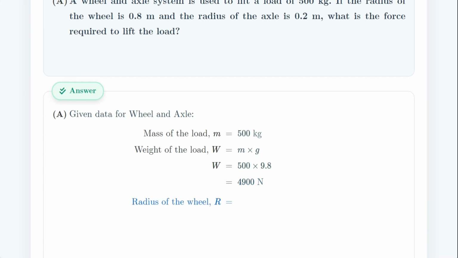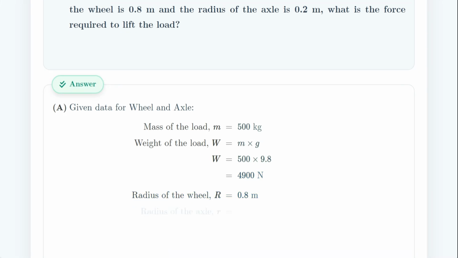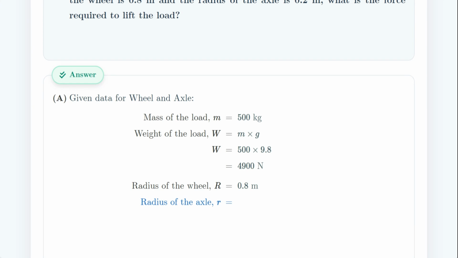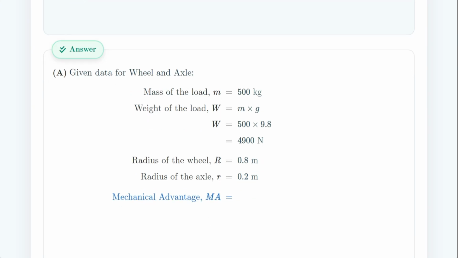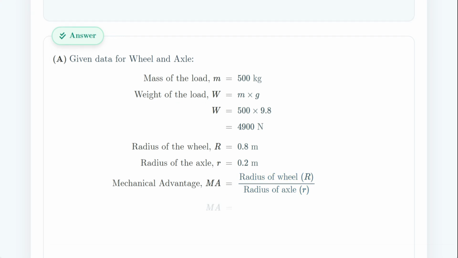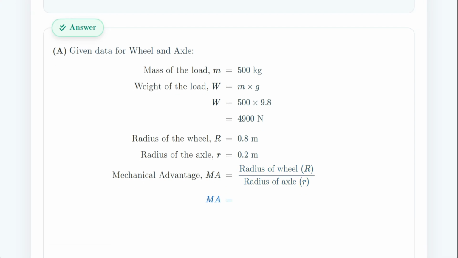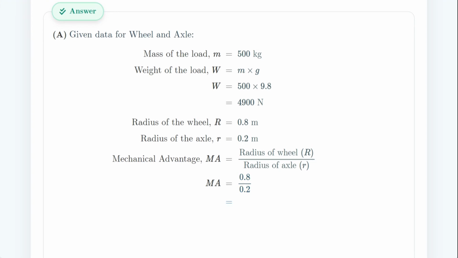Radius of the wheel, R, is 0.8 meters. Radius of the axle, r, is 0.2 meters. We know that mechanical advantage is equal to the radius of the wheel divided by the radius of the axle. MA equals 0.8 divided by 0.2, which equals 4.